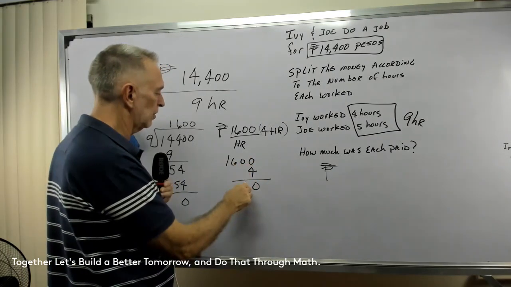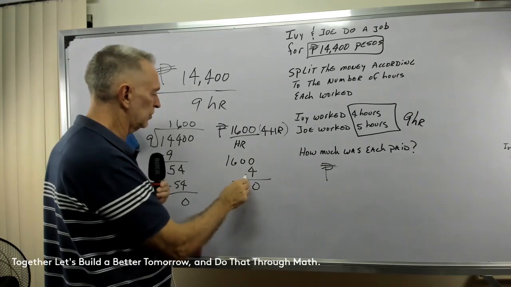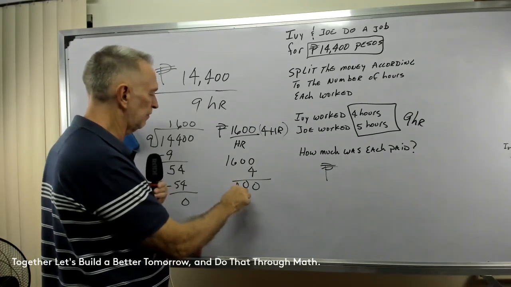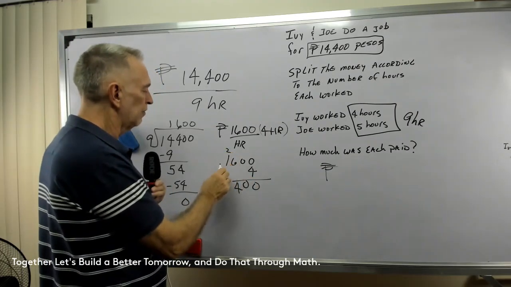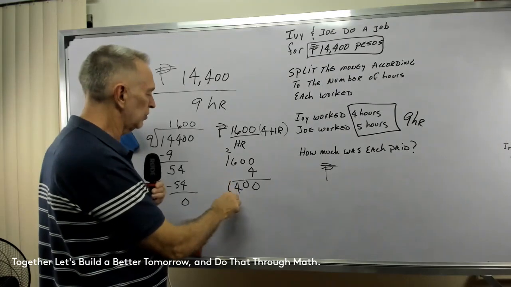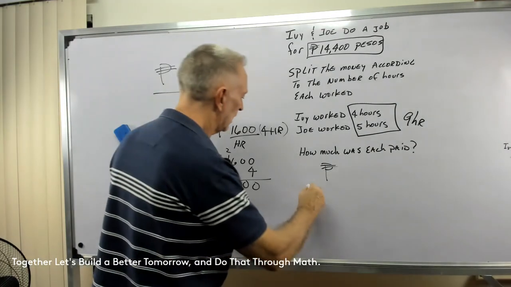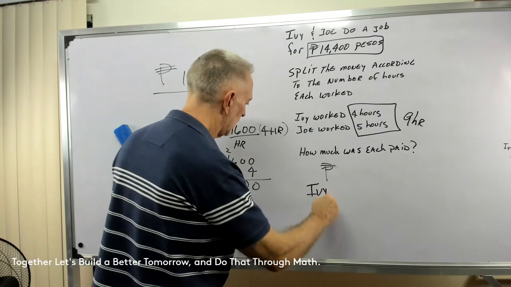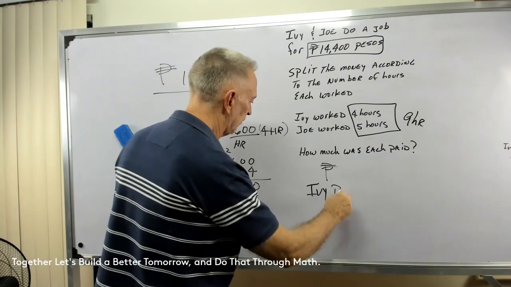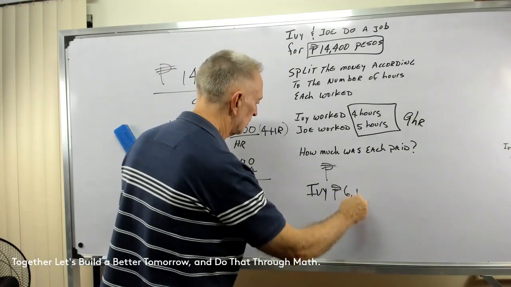So 4 times 1,600 is how much Ivy would get paid. 4 times 0 is 0. 4 times 0 is 0. 4 times 6, 24. Carry the 2. 4 times 1 is 4 plus 2 is 6. Okay, Ivy, he ended up with 6,400 pesos.